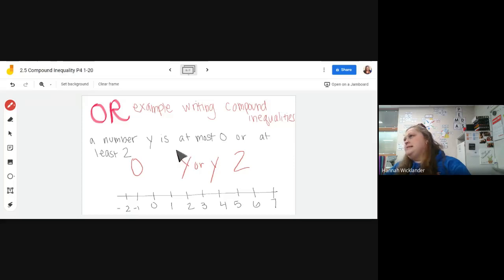So when I see the words at most or at least, I know it's going to be the underlined inequality sign, because it's saying it could be that, or it could be something other than that. Whereas if it says it's no greater than, then you know it's just the greater than or less than symbol. Okay, y is at most 0. So then I'm going to have my mouth towards the 0, and at least 2, I'm going to have my mouth towards the y.